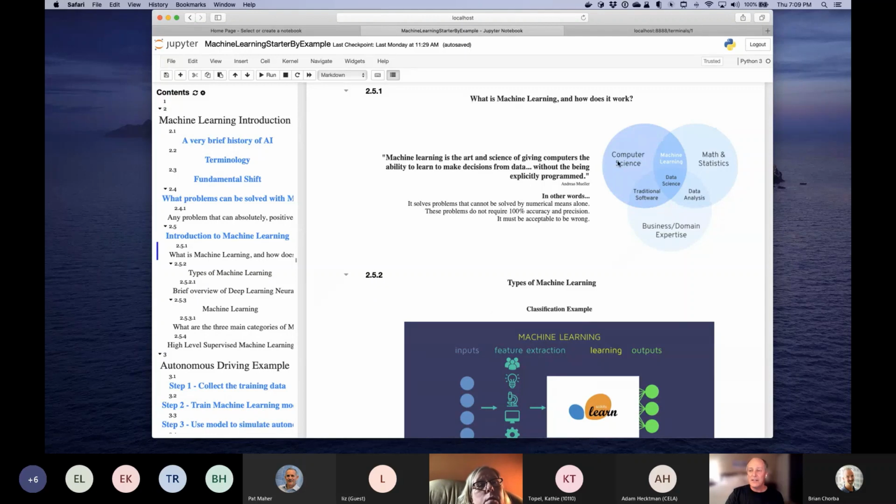And I have a Venn diagram. One circle represents computer science in the upper left. The other, in the upper right, represents the math and statistics field. And then the circle on the bottom represents that business domain. And where machine learning lives is in the overlap of computer science and math and statistics. Because it's going to take both the math background to understand the probabilities and the statistical analysis, along with the computer science people to actually build the code to run it, to create the machine learning algorithms.